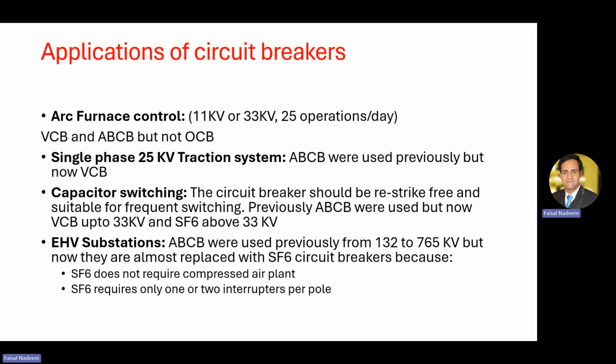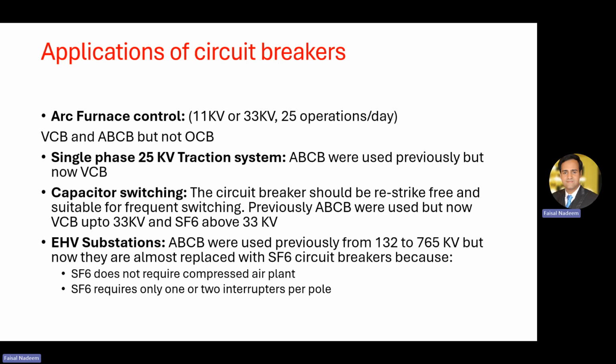ABCB circuit breakers are also used for the arc furnace control if there are any furnaces with a voltage level of more than 33 kV. There are some classical furnaces with very high voltage levels. There we use ABCB, air blast circuit breakers.